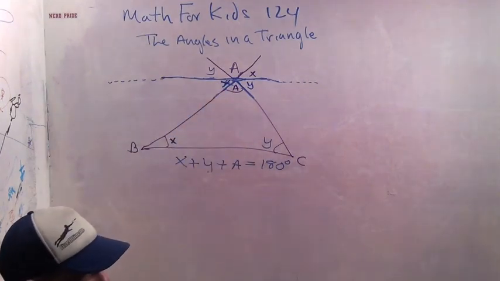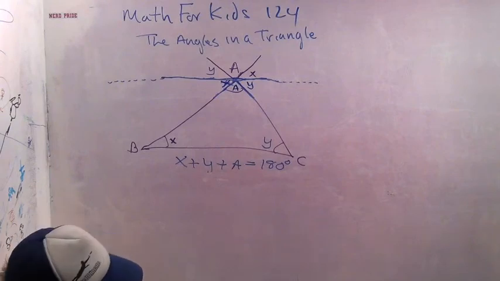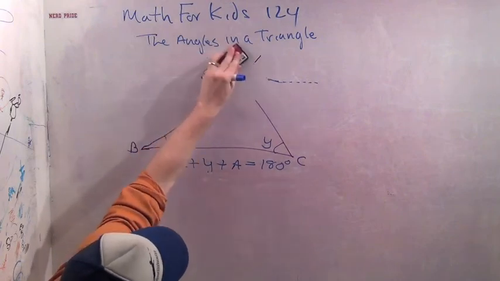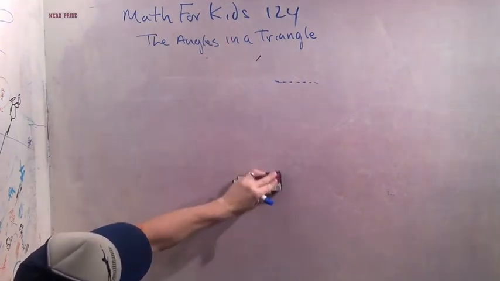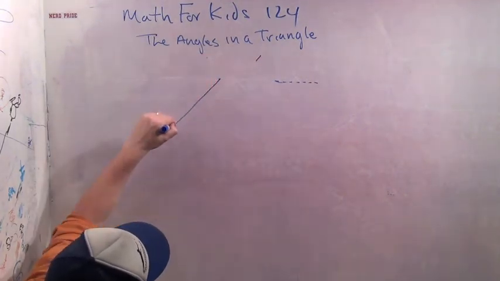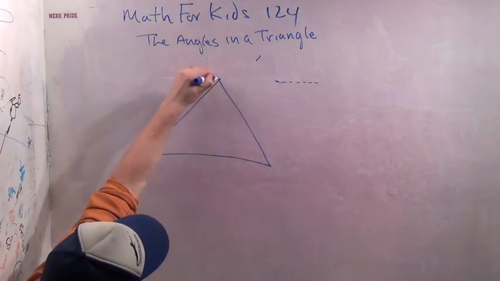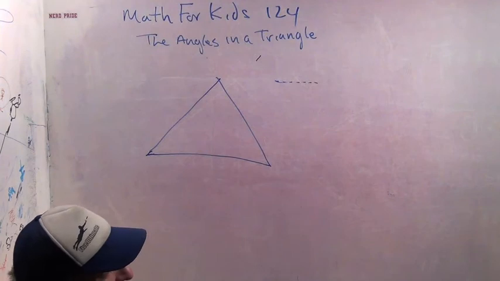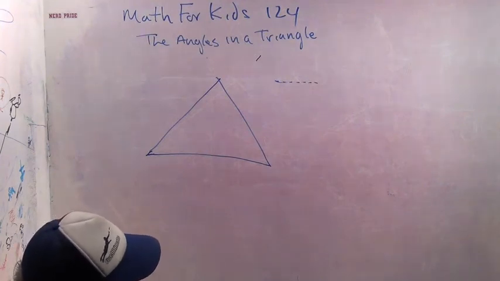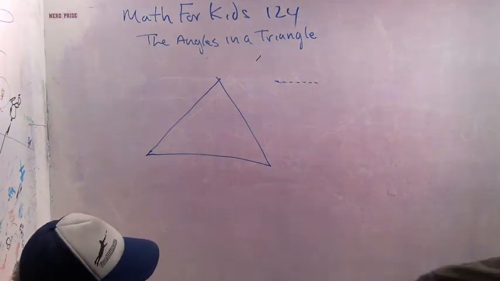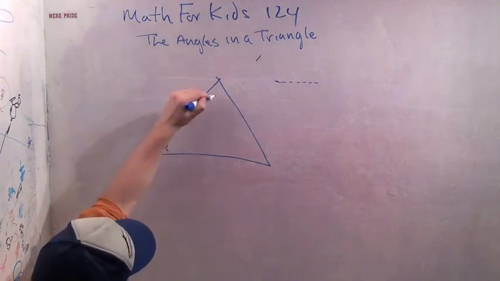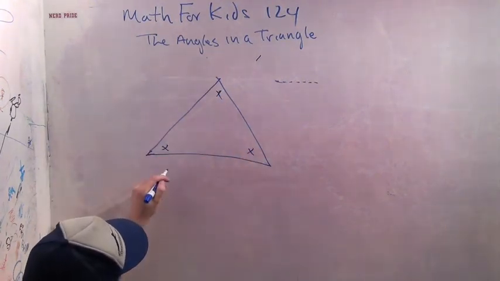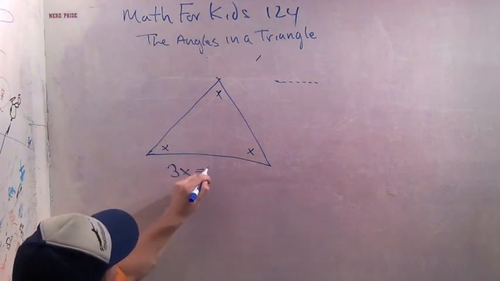Isn't that interesting? So what if I have a really special triangle where all the angles are the same? That's called an equilateral triangle. All the angles are the same in this triangle. If all the angles are the same, what are they? Remember, they add up to 180. Well, they're all x. So what equation do we have? x times 3 is 180. 3x equals 180.